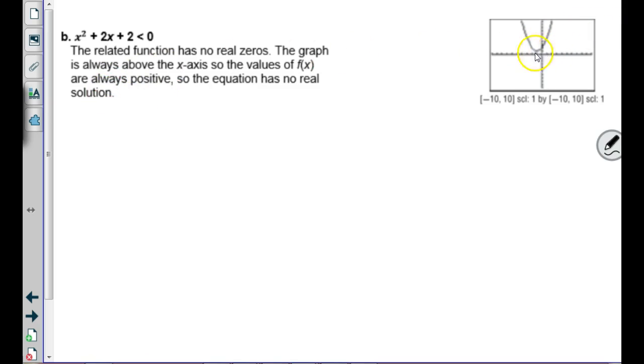The graph looks like this. Does it ever become less than 0? No. So you would say no solution, or, okay. If it asked where it was greater than 0, what would you say? If it said x squared plus 2x plus 2 is greater than 0.